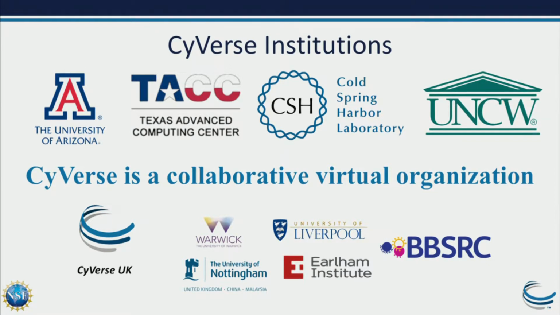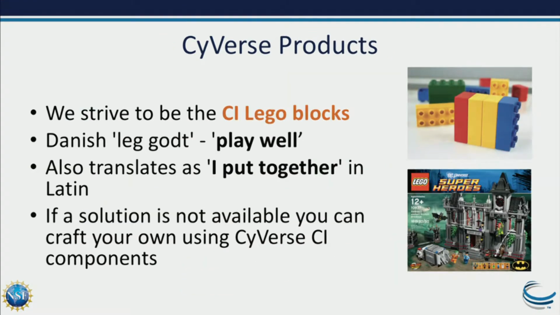Finally, CyVerse as an institution is made up of several institutions, primarily University of Arizona, where the project PI is based, but also large contributions of staff, personnel, and resources from Texas Advanced Computing Center and UT Austin, as well as Cold Spring Harbor Laboratory and UNC Wilmington. We also remember our partner organization, and they're increasingly members even internationally that are federated with CyVerse, including CyVerse UK, a separately funded project through BBSRC.